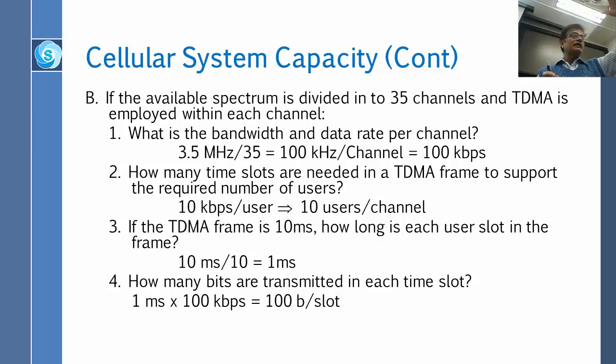Right? So right now we are talking about these channels, 35 frequency channels. Since there are 3.5 megahertz and we're dividing into 35, each of them is 100 kilohertz per channel, which is giving 100 kilobits per second. How many slots are needed in a TDMA frame to require number of users? Now each user needs 10 kilobits and you are getting 100 kilobits. So in each channel you can put only 10.